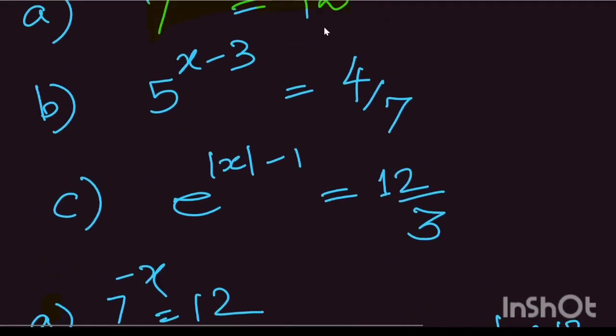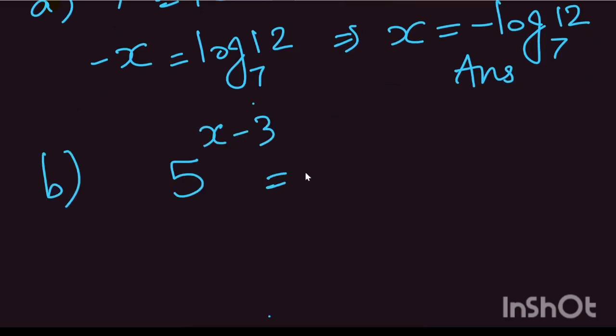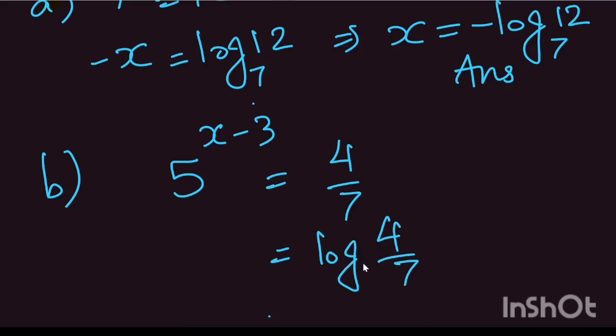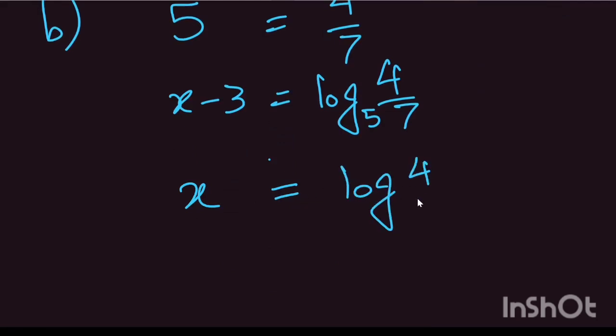Similarly, the next question is 5 to the power x minus 3 equals 4 by 7. So log 4 by 7 and base would be 5, and the value of that would be x minus 3. Adding 3 on both sides, x is 3 plus log 4 by 7 base 5, which would be the answer of the B part.